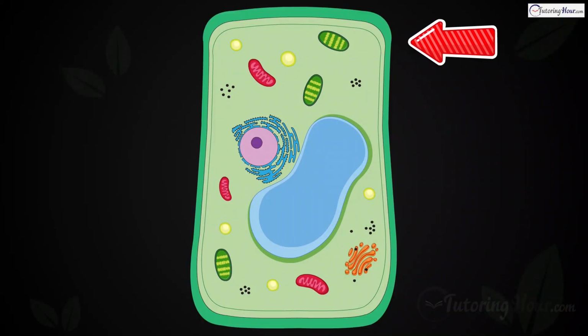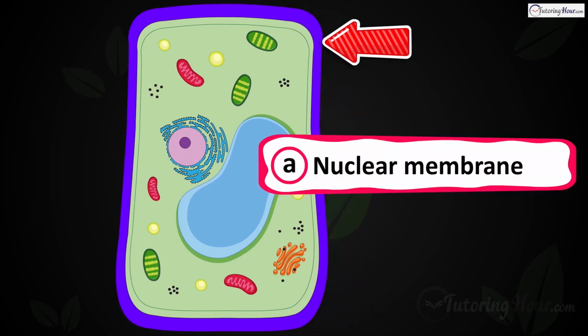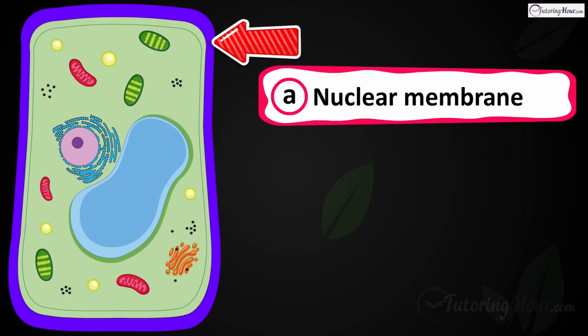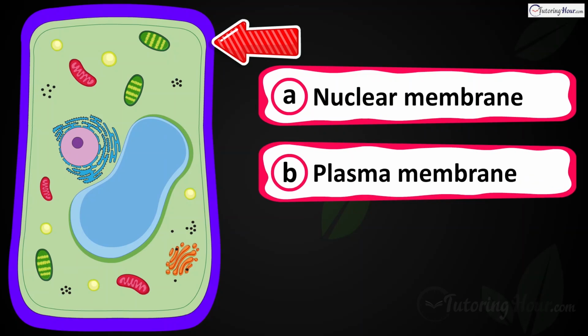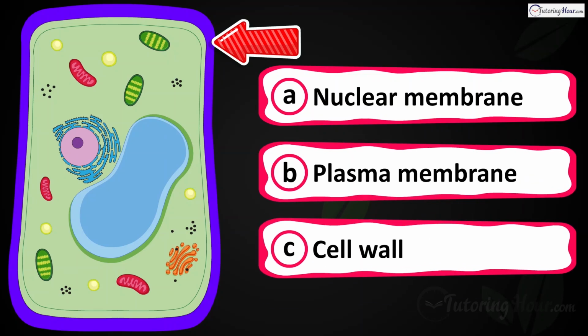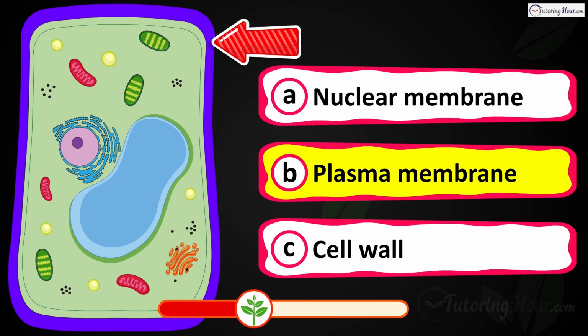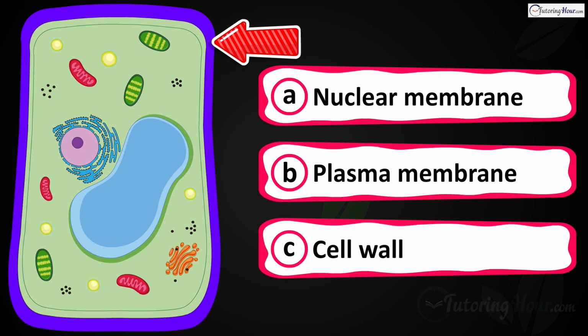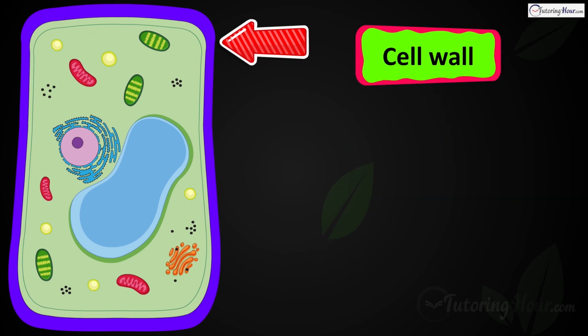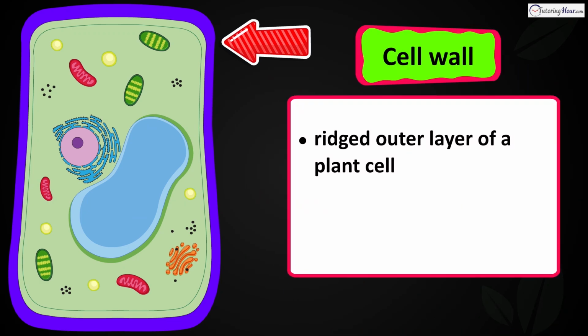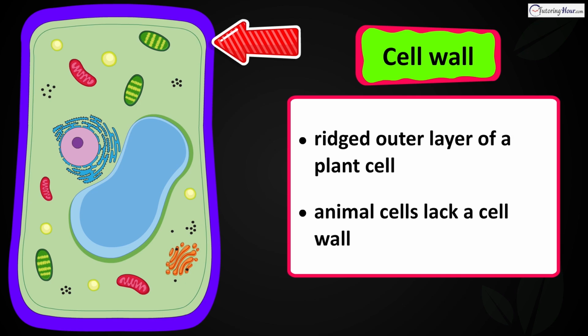Can you identify the highlighted part in the cell? Is it A, nuclear membrane, B, plasma membrane, or C, cell wall? The correct answer is the cell wall. It is the rigid outer layer of a plant cell. Animal cells lack a cell wall.